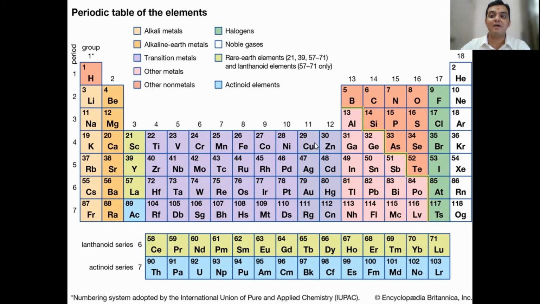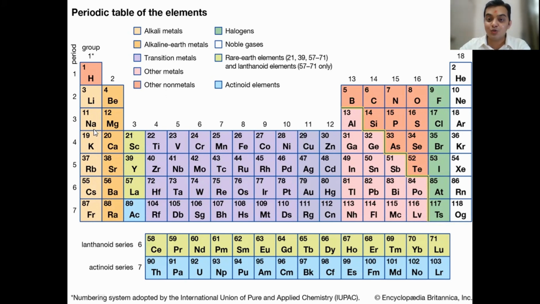Why? Because d orbitals are 5 boxes. They contain two electrons in each orbital. So the total is 10 electrons. That's why 10 groups. And the f orbital, 7 boxes, 14 electrons. That's why it is below the periodic table. Lanthanides and actinides contain 14 elements. As I said, this is the design of the periodic table.